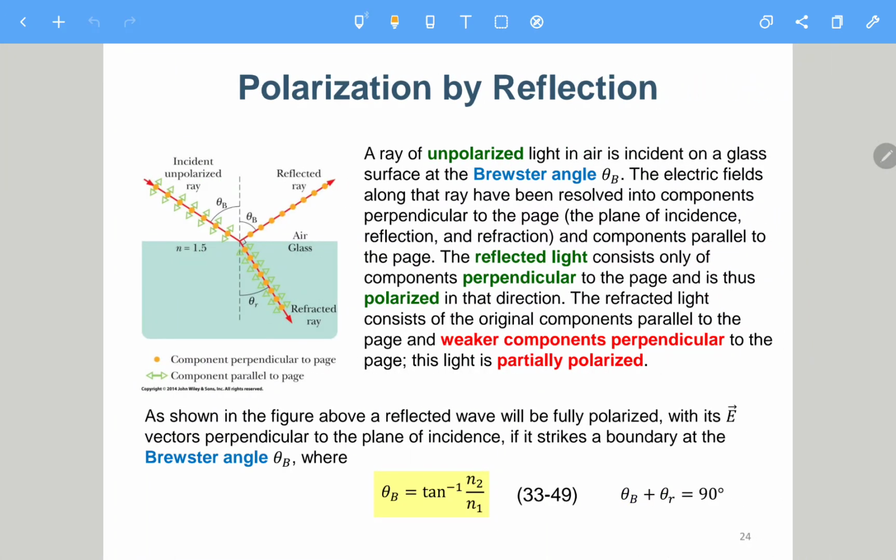Okay, so here, this is a way to generate polarized light using reflection rather than a filter. So it says a ray of unpolarized light. Actually this one is the unpolarized light.